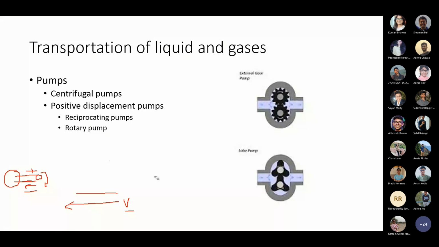Rotary pumps. In the rotary pumps, we have spur gears or lobe type. There are two types. One is the gear pump, and the other one is the lobe pump.